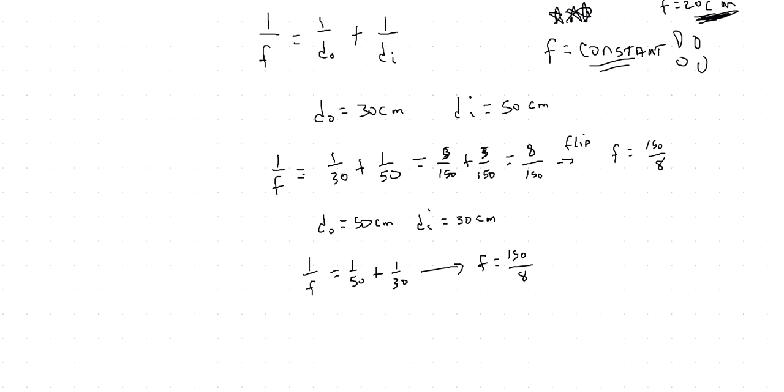Okay, so for any 2 points, 30 and 50, there would be another point, 50 and 30, that give you the same focal length. So there'll always be pairs of numbers that give the same focal length. So if DO was 17 and DI was 50, then I can have DI is 17 and DO is 50. Again, you just flip-flop them, so you get the same result. Okay, so keep that in mind.